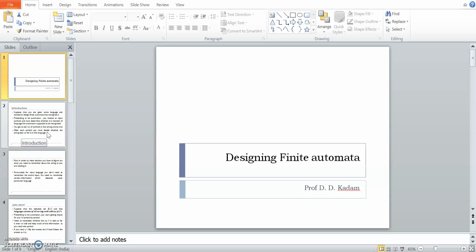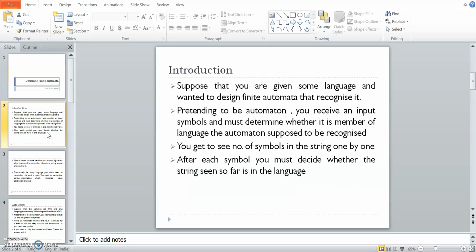Designing Finite Automata by Professor D.D. Kadam. Before starting that, we'll see how to design finite automata.